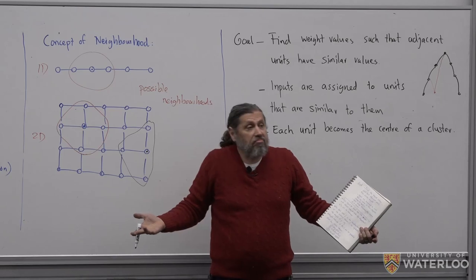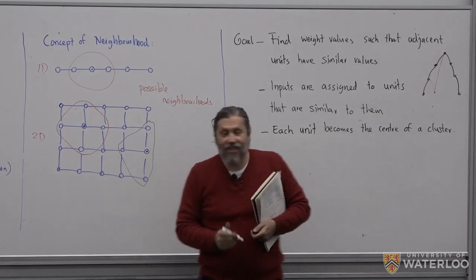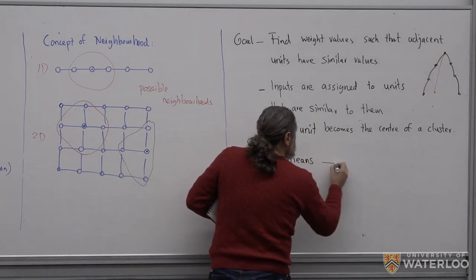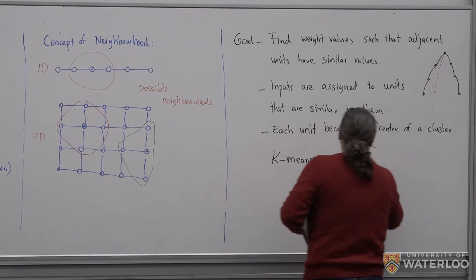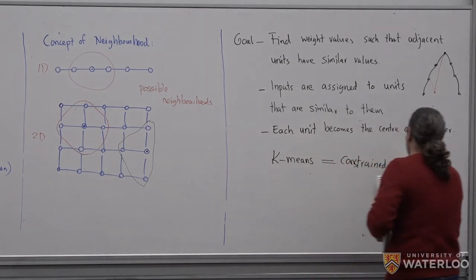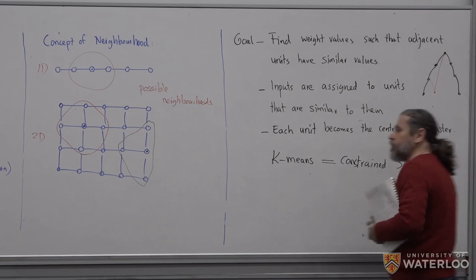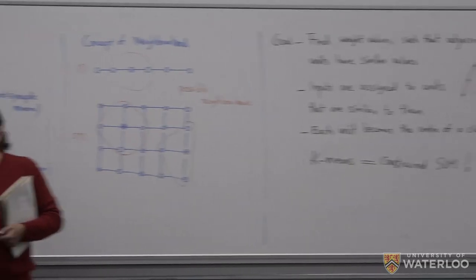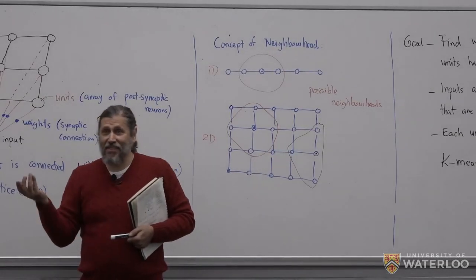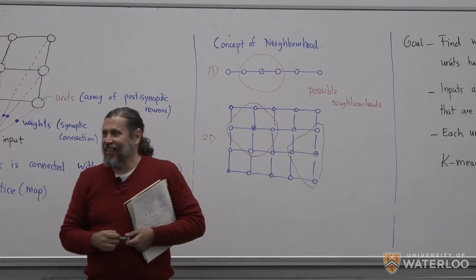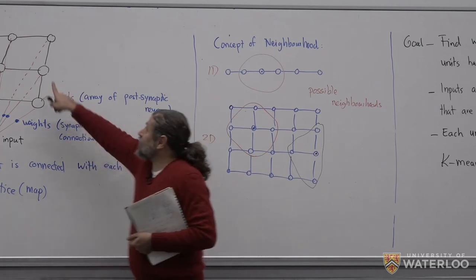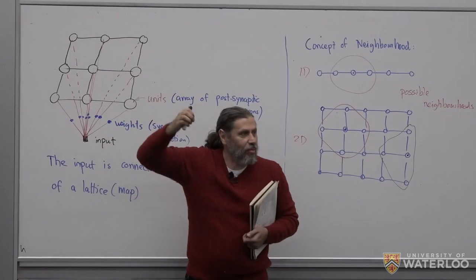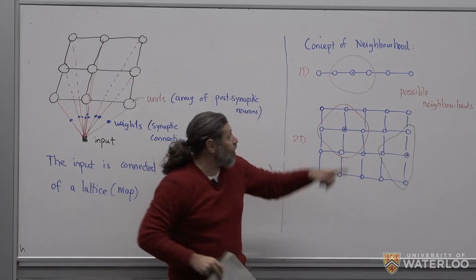Maybe we identify different structures. So K-means is basically constrained SOM. We didn't know that until, I don't know, just recently. Some people sat down and mathematically showed, oh, actually, this is the same thing as K-means. So it's constrained. These are the same averages that we talked about. These are the centroids that we talked about. But if you tell me two, I will find two.